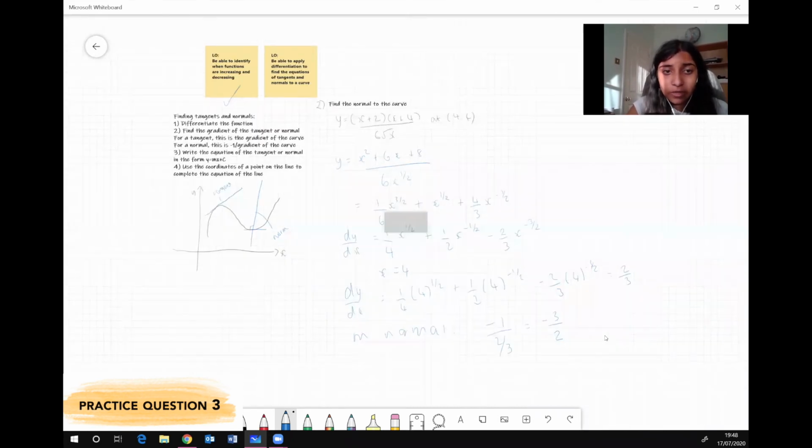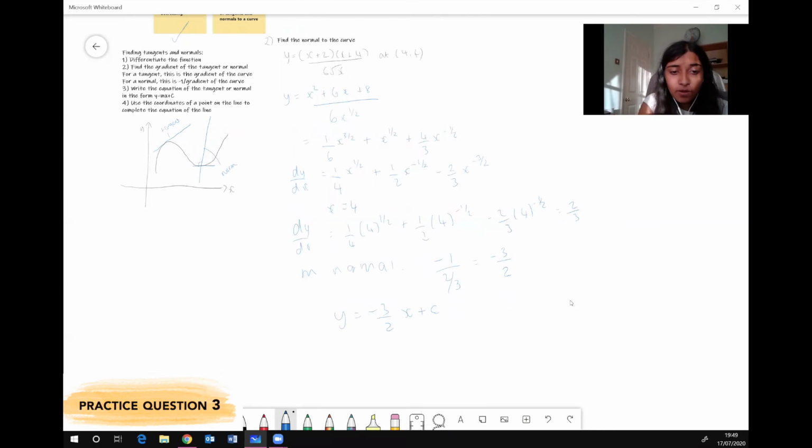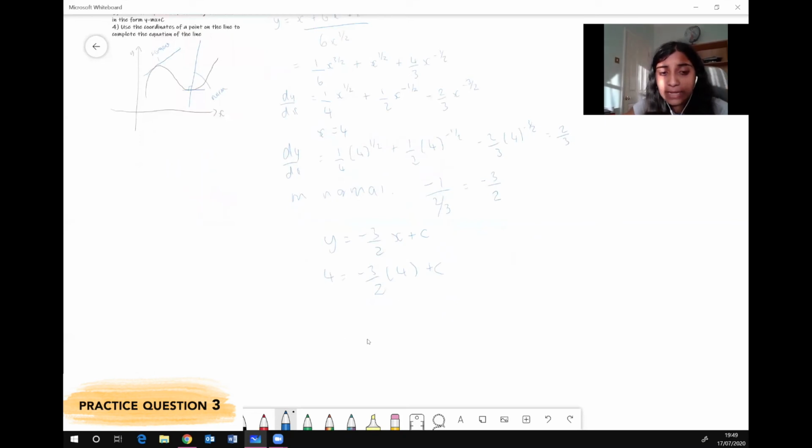So that's the gradient of our normal. Now if we write the equation of the normal in the form y equals mx plus c, we get y is equal to minus 3 over 2 x plus c. Then we can use the coordinates (4, 4) on the line to complete this equation. So we'd get 4 is equal to minus 3 over 2 times 4 plus c. If you rearrange this, first multiply everything by 2, so we'd get 8 is equal to minus 12 plus 2c. So 20 is equal to 2c, so c is just equal to 10.